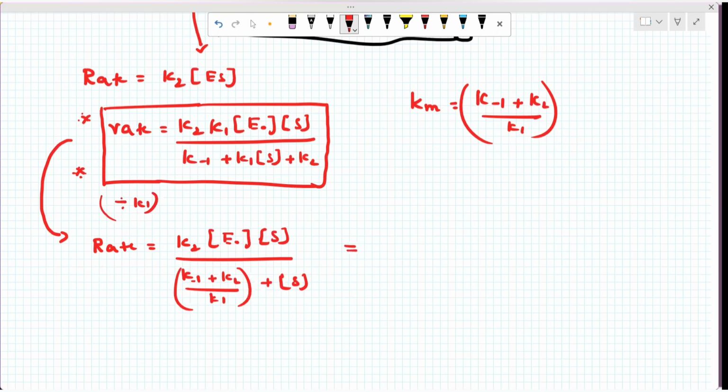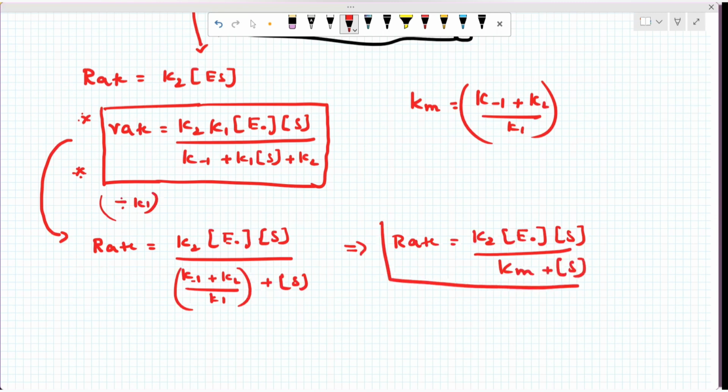Now what is the formula? The rate is equal to K2 into E naught into S by Km plus S. This is the formula for another form of the Michaelis-Menten equation. Now I go into one more form. See, this is the first equation, this is the second equation. Now what is the other form?